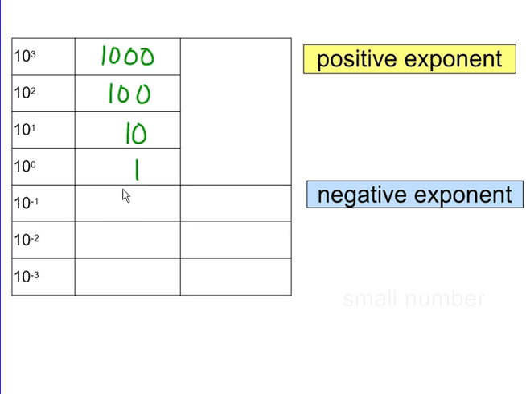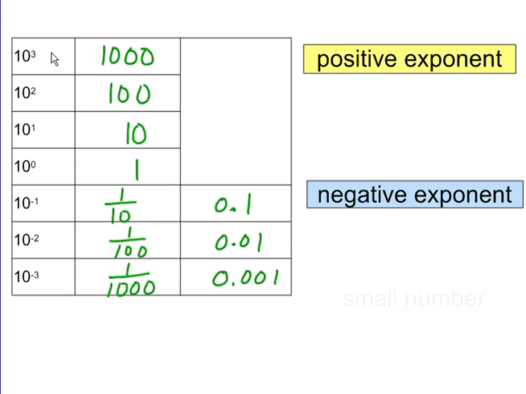We know that 10 to the negative 1 is 1 over 10, which we could write as 1/10, like so. 10 to the negative 2 is 1 over 100, or 1/100th. And 10 to the negative 3 is 1 over 1,000, or 1/1,000th.